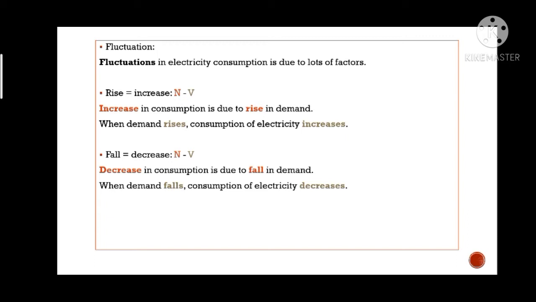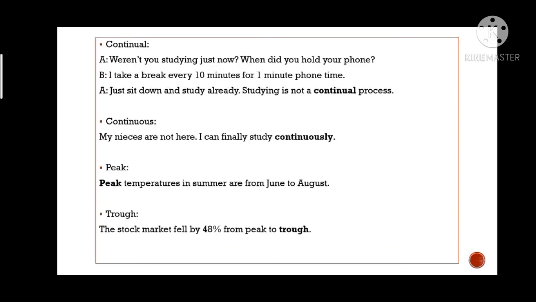To rise in demand. When demand rises, consumption of electricity increases. لما الطلب بيزيد فعل استهلاك الكهرباء بيرتفع، فعل برضو. Now fall and decrease. Decrease in consumption is due to fall in demand، نفس اللي فوق بس العكس. And when demand falls, consumption of electricity decreases. So this is it. Now continual.